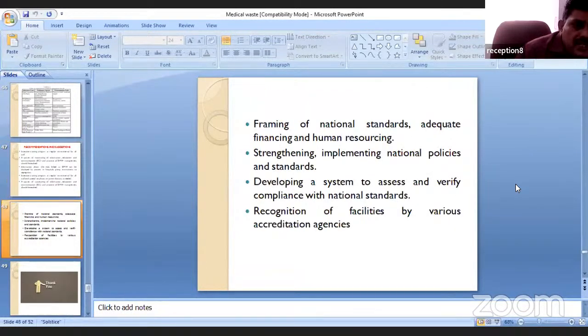Then framing of national standards and adequate financing and human resourcing should be given towards biomedical waste management, along with strengthening and implementing national policies and standards, and developing a system to assess and verify compliance with the national standards, and recognition of facilities by various accreditation. So in this great moment, I would like to address both organizations, NIDM and Hindustan University. Your effort towards making awareness about biomedical management among the people is very appreciable.